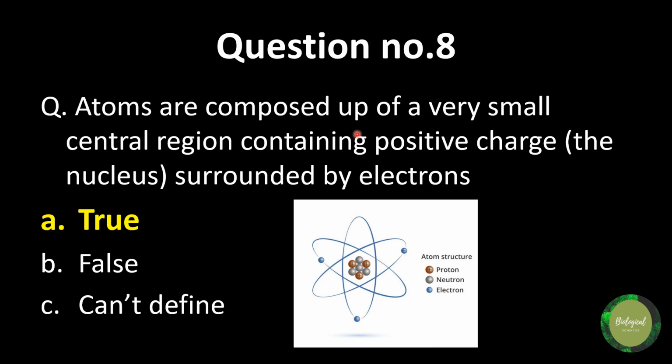So atoms are composed of a very small central region containing positive charge, the nucleus, surrounded by electrons, and that is very true. You can see in this diagram that here are the protons and neutrons present in the central region, that is called nucleus, and these are electrons, and they always surround or move around the positive nucleus.